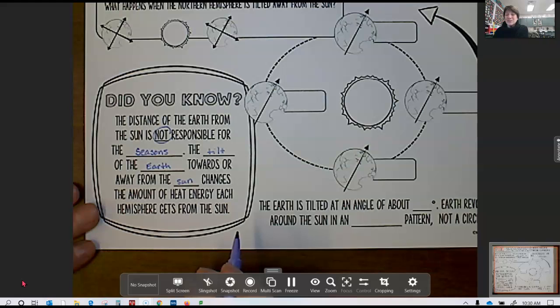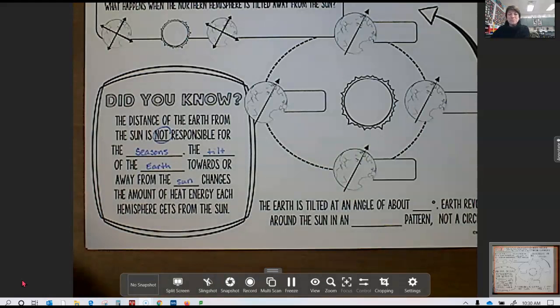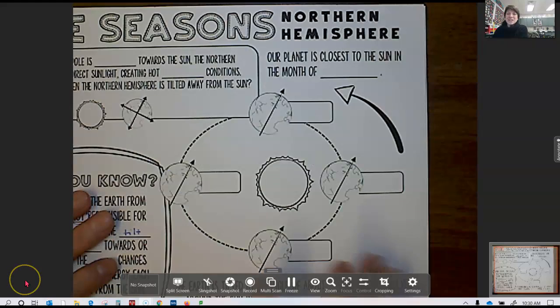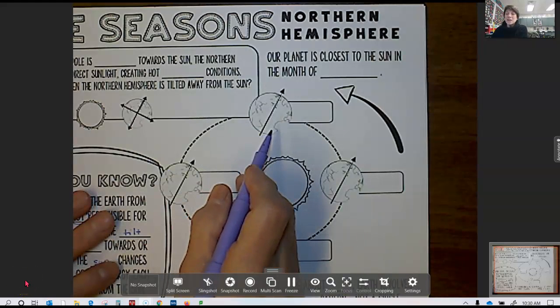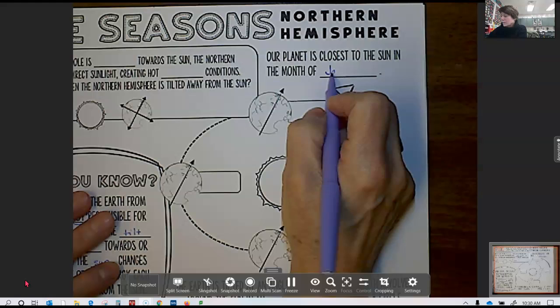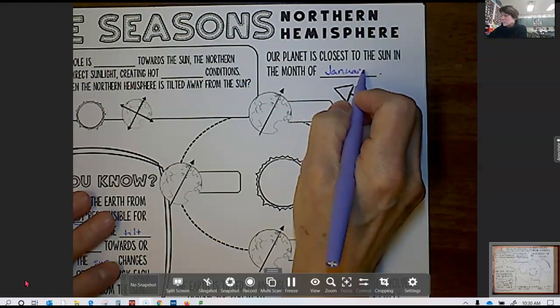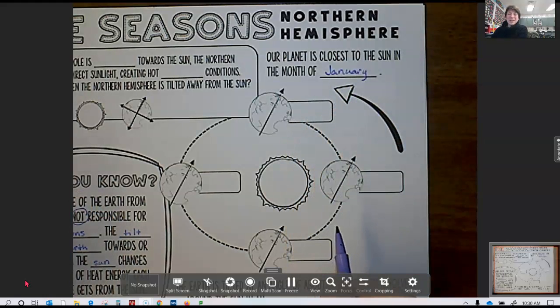But the opposite of everything we say will be true for the southern hemisphere. So if it's winter here, it's going to be summer there. If it's summer here, it's going to be winter there, and so on. So our planet is closest to the sun in the month of January, which for us is winter. So in the month that we're the closest to the sun, we're having some of our coldest weather.